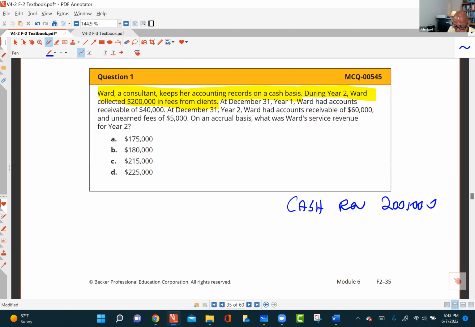And then they tell us that at December 31st, year one, Ward had accounts receivable of $40,000. And at December 31st, year two, had accounts receivable of $60,000. So we're looking at an increase in accounts receivable. And the rule is that we should do the same. So we're going to go ahead and add that $20,000.